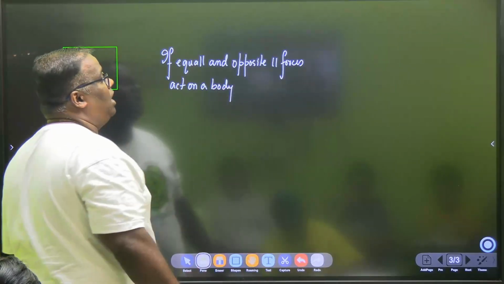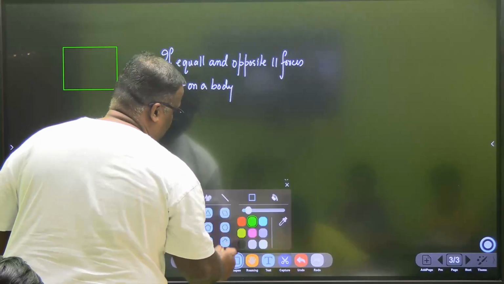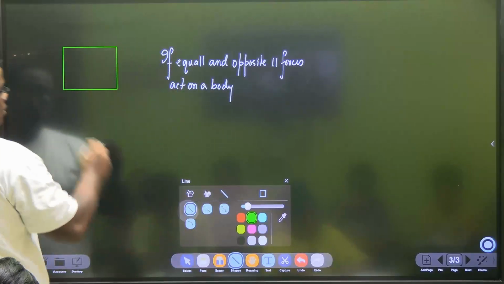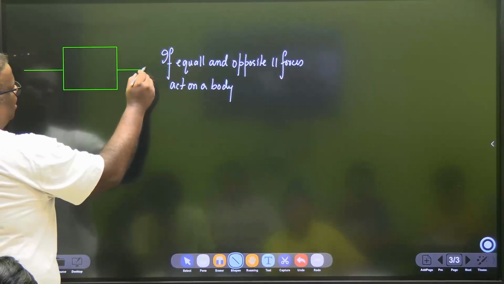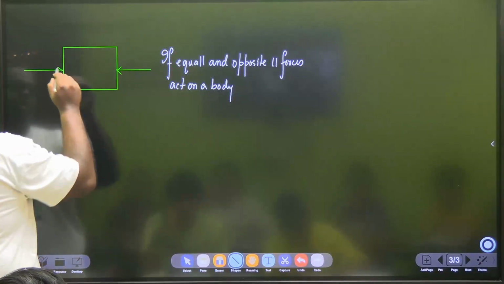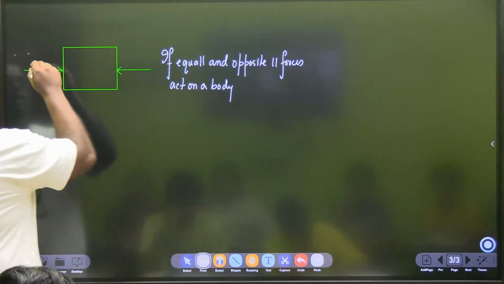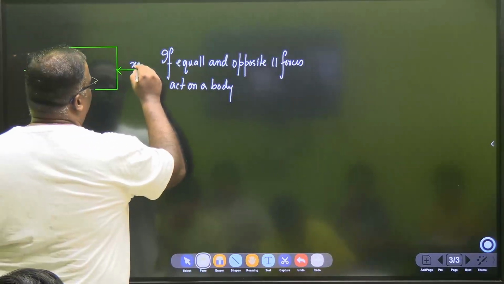If equal and opposite parallel forces act on a body. This is what you were trying to say. Now let us take the case of equal and opposite parallel forces acting on a body. We don't know the value, so let this be x Newton. Let this also be x Newton.